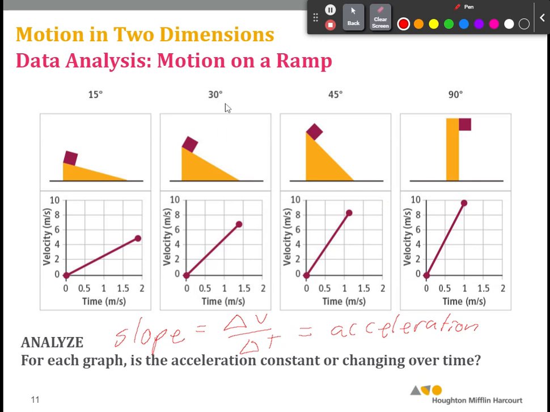So we see that the steeper this ramp gets, the steeper the slope of the graph gets, which means that the greater the acceleration. Okay, but we see in all four examples, we see positive acceleration.